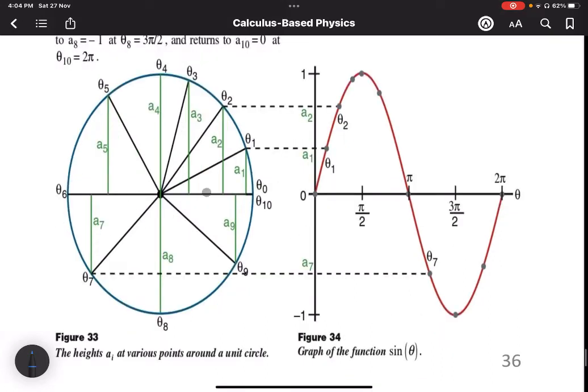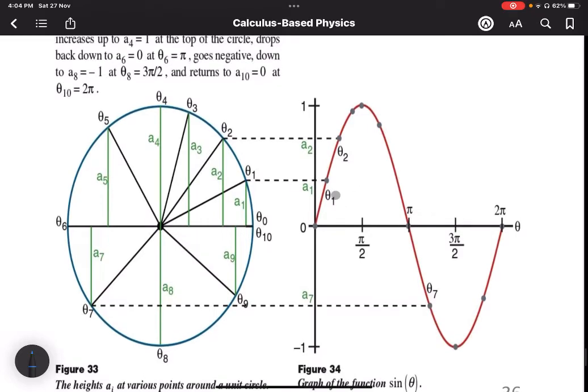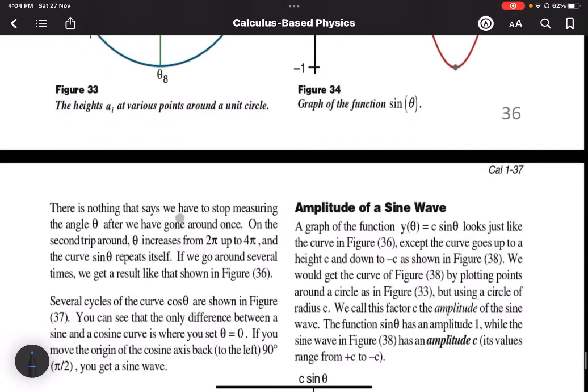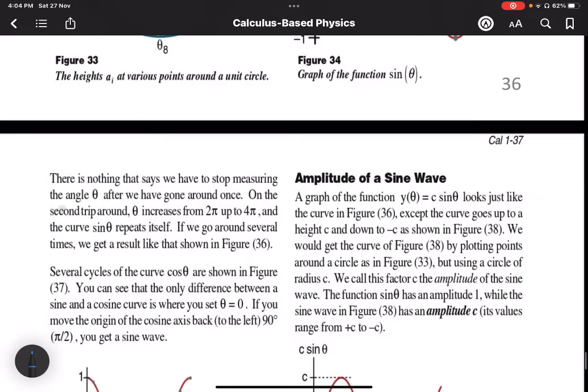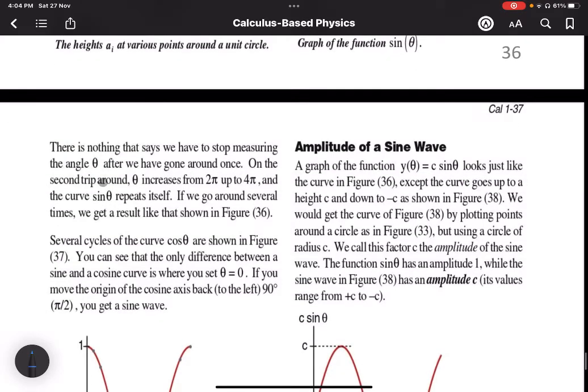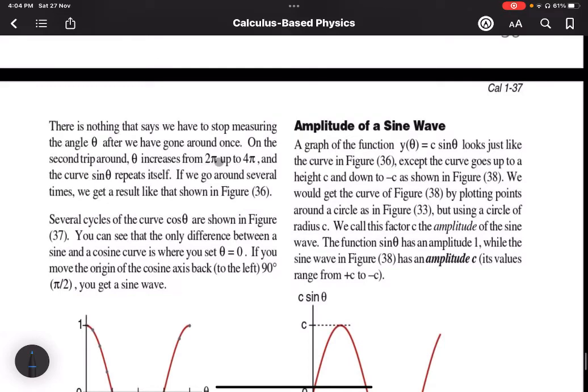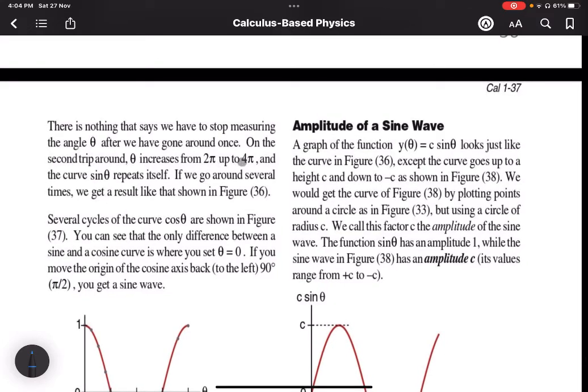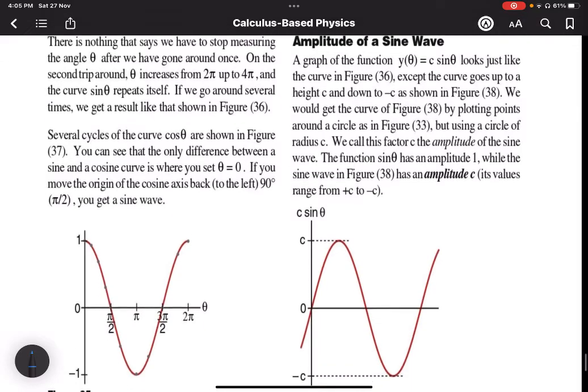So from the circle graph, we plot each angle value to the coordinate plane, and we will have the resulting sine theta graph. There's nothing that says we have to stop measuring the angle theta after we have gone around once. On the second trip around, theta increased from 2 pi up to 4 pi, and the curve sine theta repeats itself. If we go around several times, we get a result like that shown in figure 36.